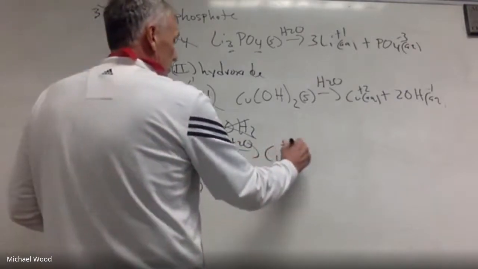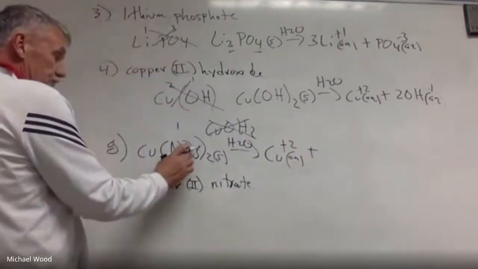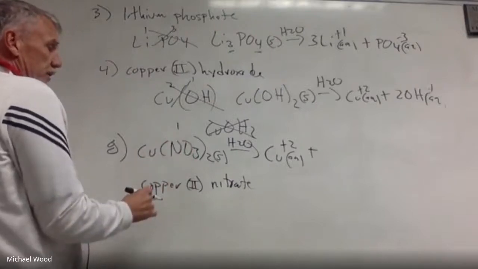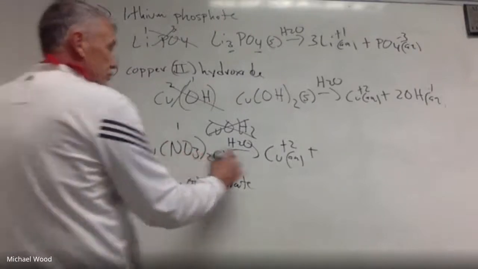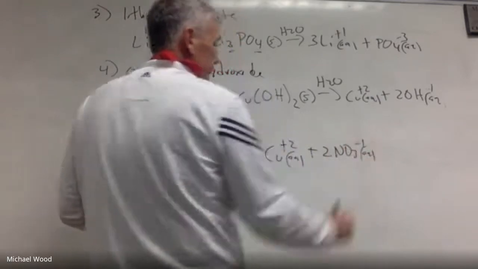So I've got copper 2, and you've got to show the charge and you got to show the state. The 3 is part of a polyatomic ion, so it will remain a subscript, but the 2 will go to the front. So it'll be like that.